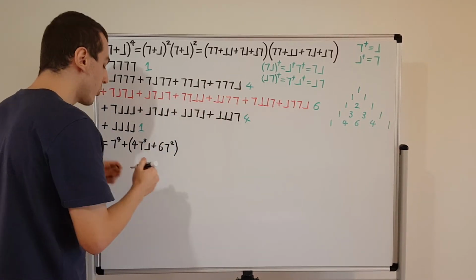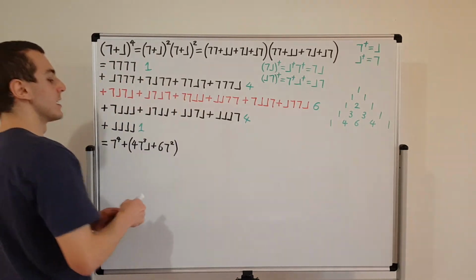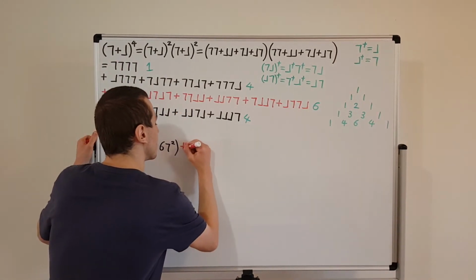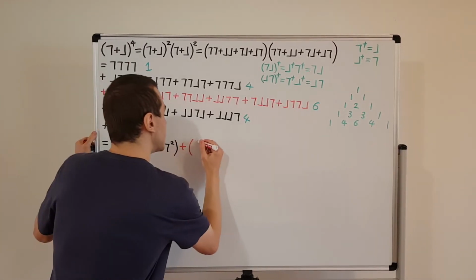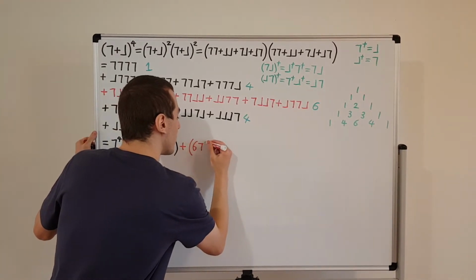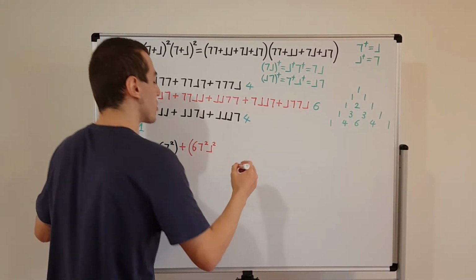Now let's have a look at the third row. The third row I'm going to write in a different color because it's very special. So the third row has a lot of terms. We have the term that we would expect to see. That is 6 times the raising operator squared and then the lowering operator squared. But there's also 2 other terms.